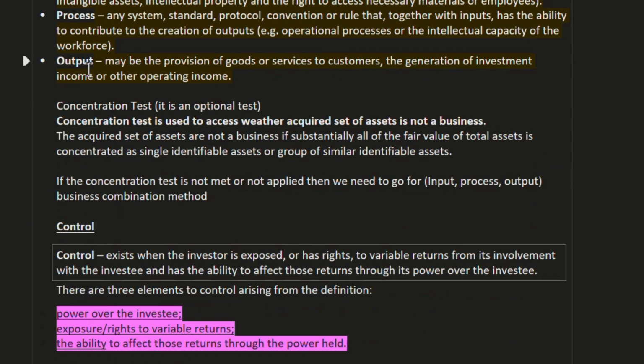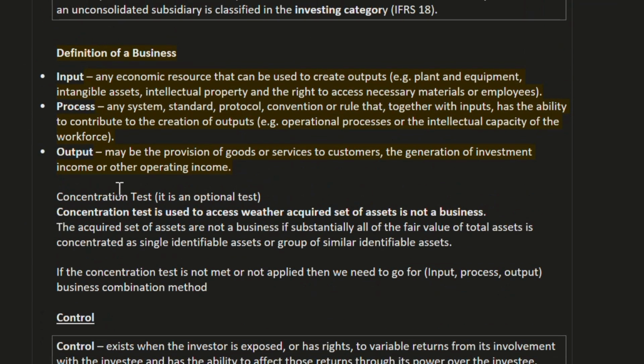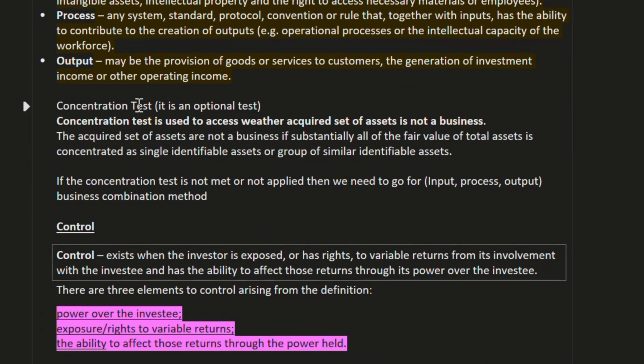So the concentration test. First we need to complete this concentration test. The concentration test is an optional test. It is used to assess whether an acquired set of assets is not a business. So this test we use to check whether the acquired set of assets is not a business. We check whether it is not a business, not whether it is a business.